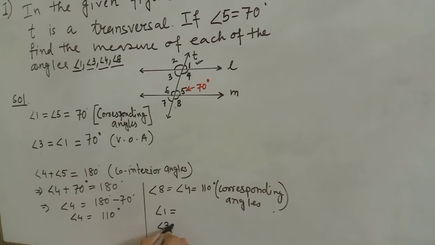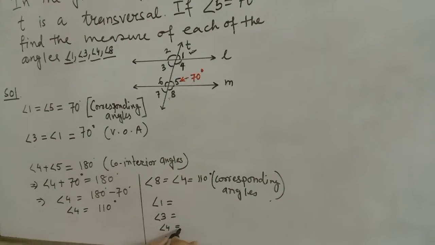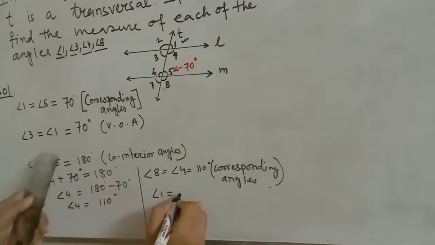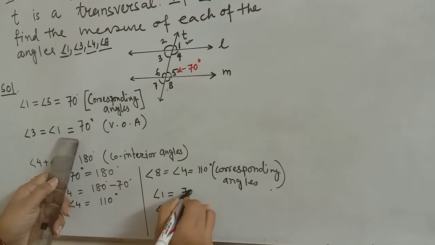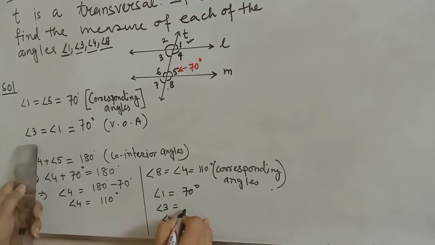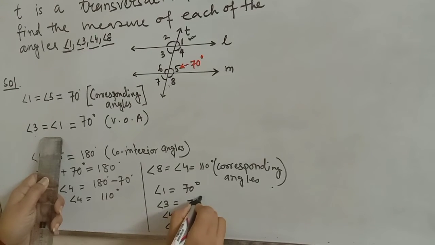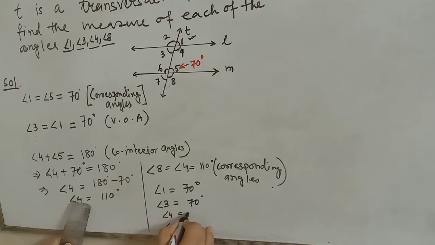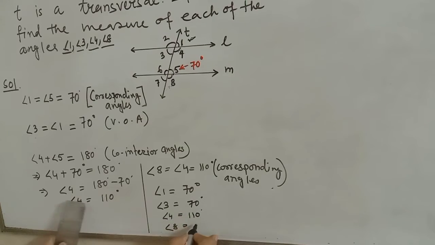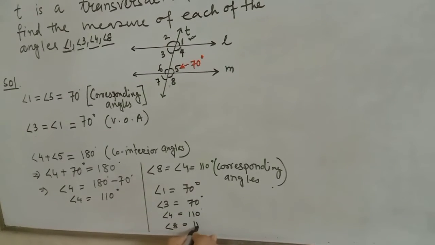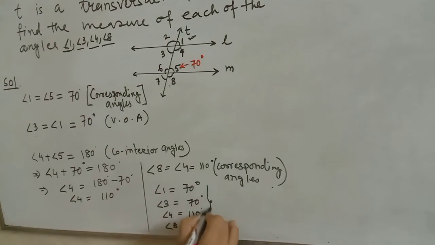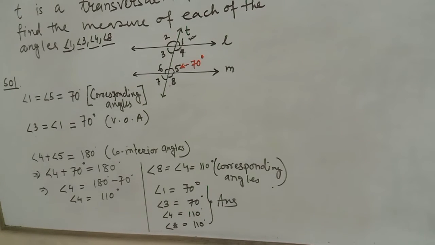Therefore, the measurements of all the angles: angle 1 is equal to 70 degree, angle 3 also 70 degree, angle 4 110 degree and angle 8 also 110 degree. I hope all of you understood. Come to the next sum.